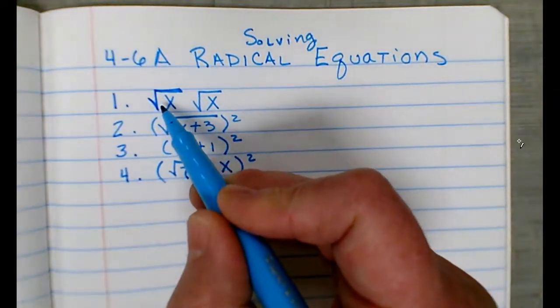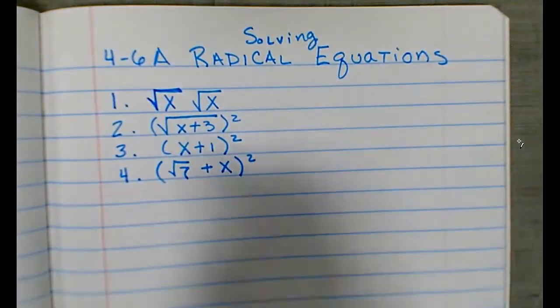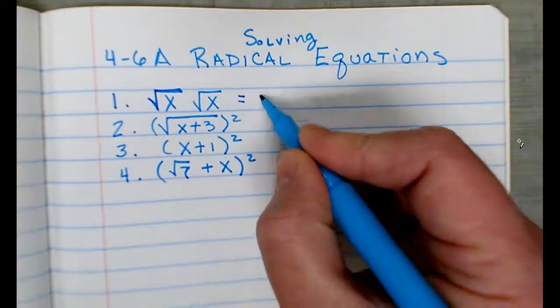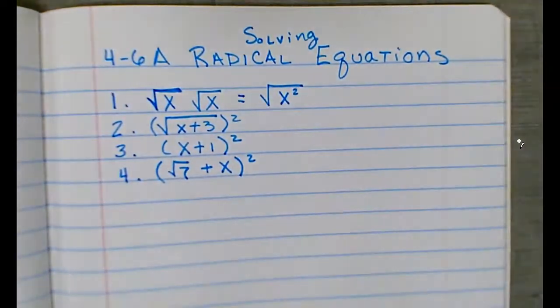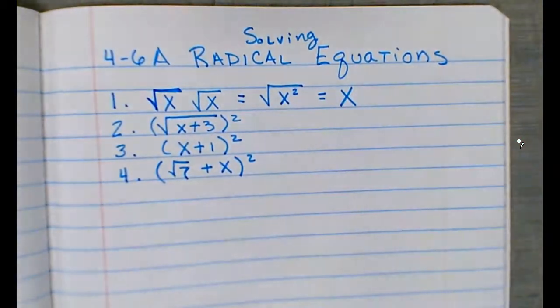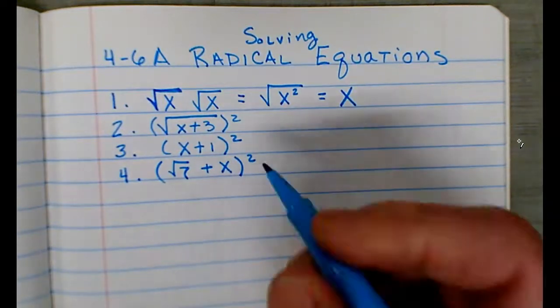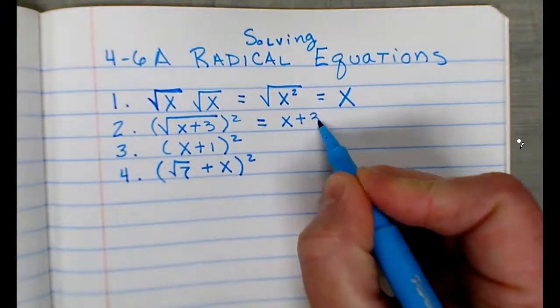Do you know what the square root of x times another square root of x is? Well, x times x would be x squared. And what's the square root of x squared? The square and the square root cancel each other out. In example number 2, the square and the square root cancel each other out.